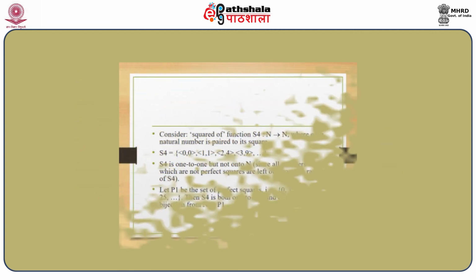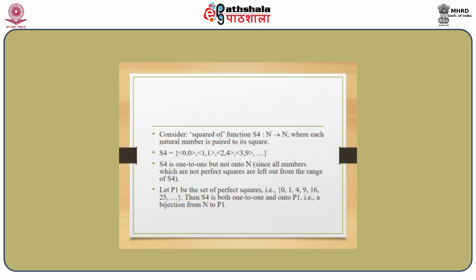Now consider the following function, the squared function. S4 is defined as that function from N to N where each natural number is paired to its square. So S4 equals (0, 0), (1, 1), (2, 4), (3, 9), and so on. S4 is 1 to 1, but not onto N, since all numbers which are not perfect squares are left out from the range of S4.